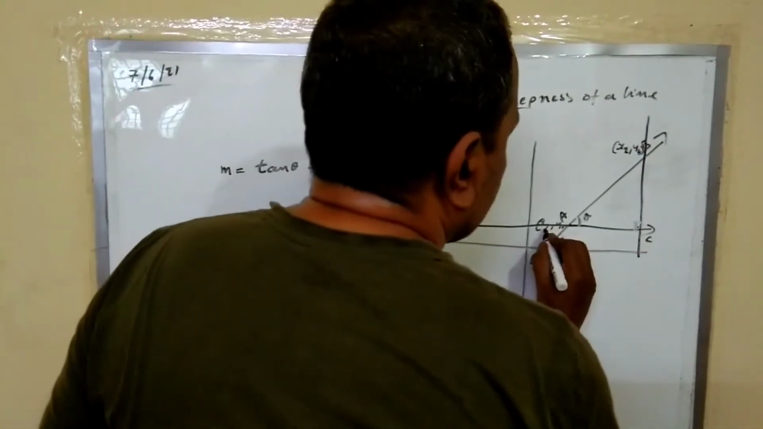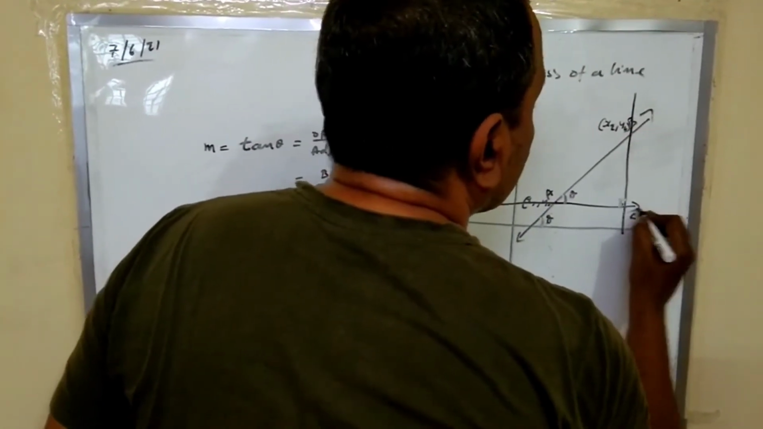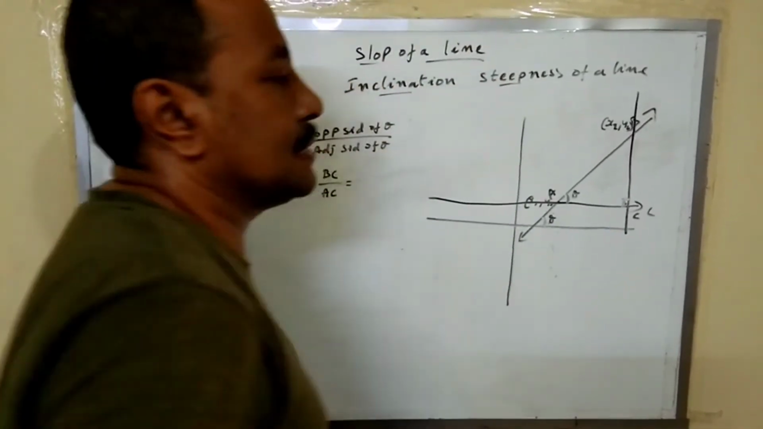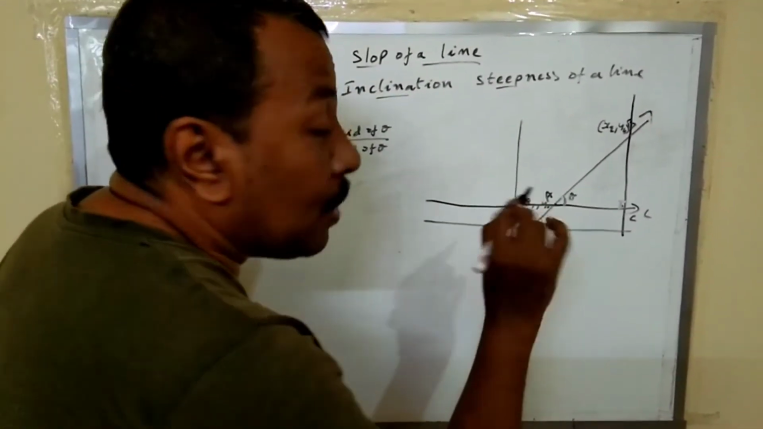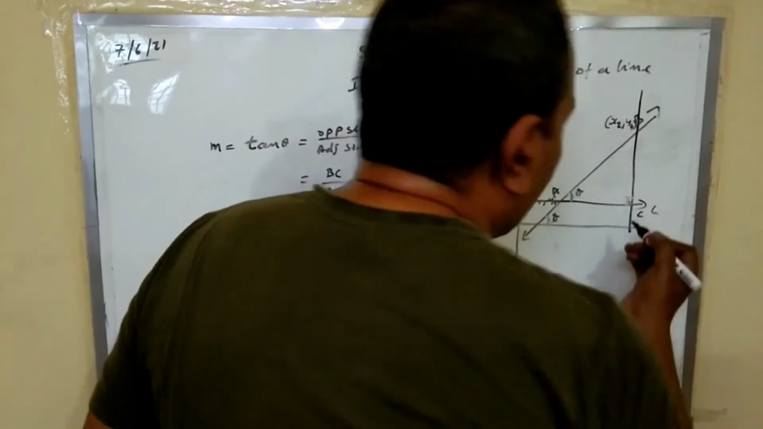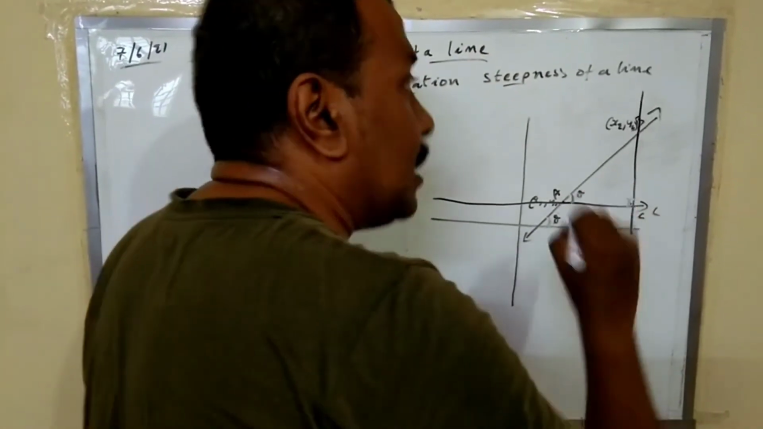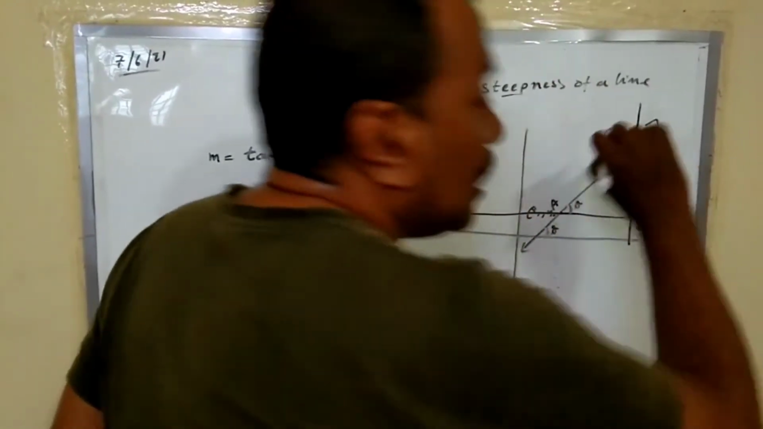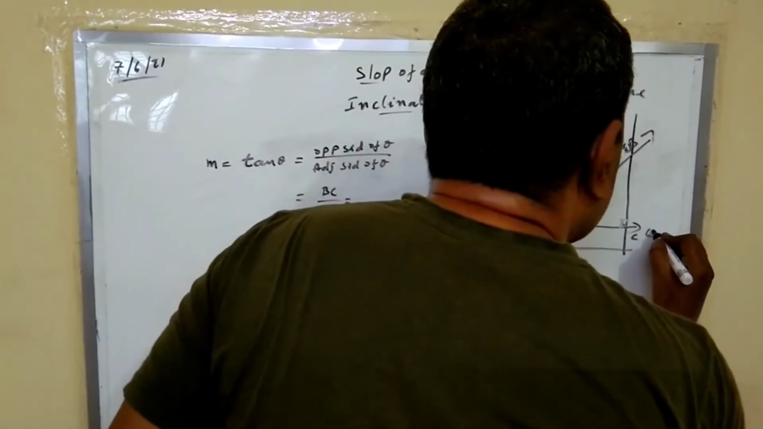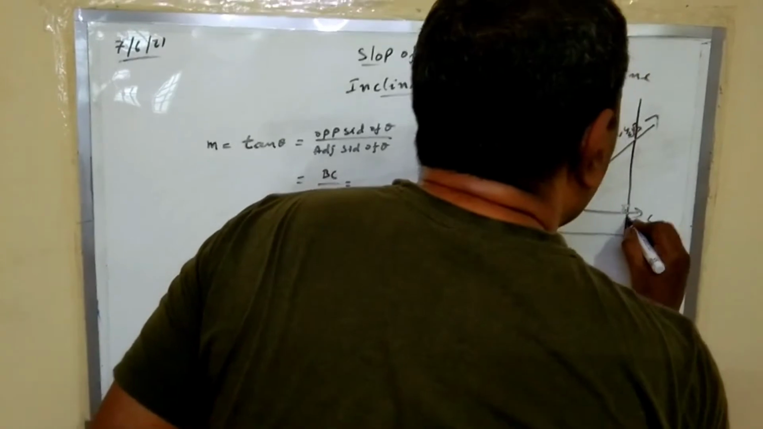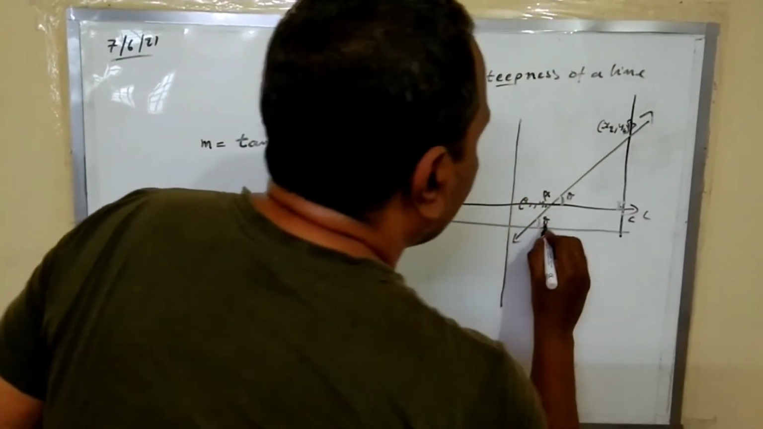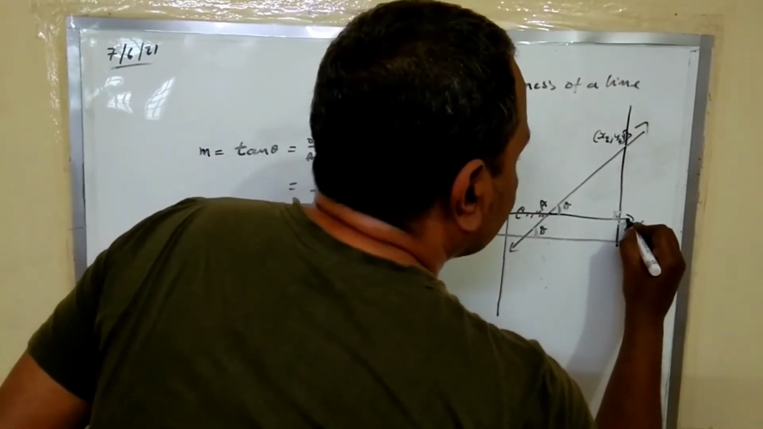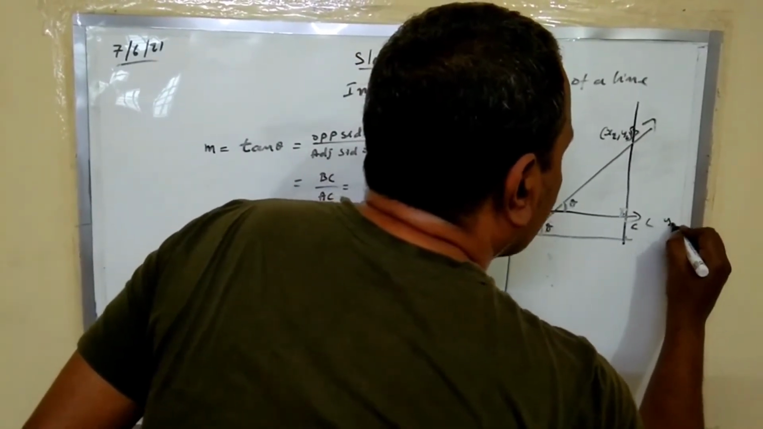So I am taking this as x1, y1, x2, y2. What about these coordinates? Here this line is parallel to the x-axis. So here the y coordinate does not change. The x coordinate changes, but the y coordinate does not change. Here the x coordinate does not change, so we have to take from here to here as y1. So this is also y1.